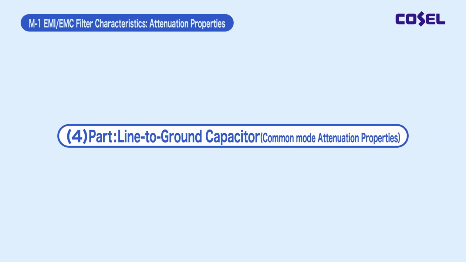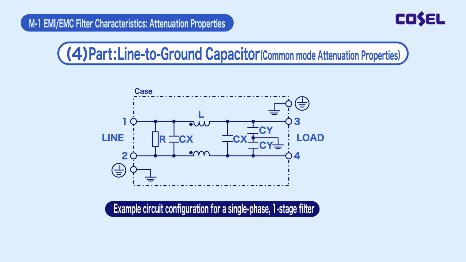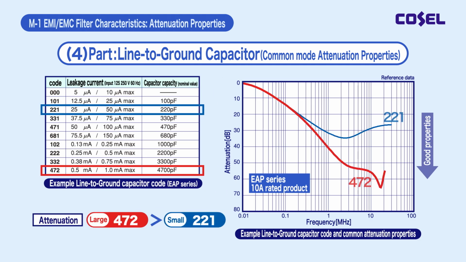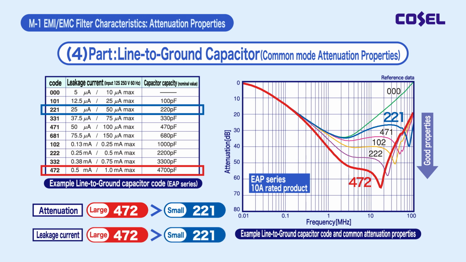In this section, I will describe the characteristics of attenuation properties according to the line-to-ground capacitor. Common mode attenuation can be improved by increasing the capacitance of the EMI/EMC filter's line-to-ground capacitor. However, it should be noted that increasing the line-to-ground capacitor capacity also increases the leakage current.